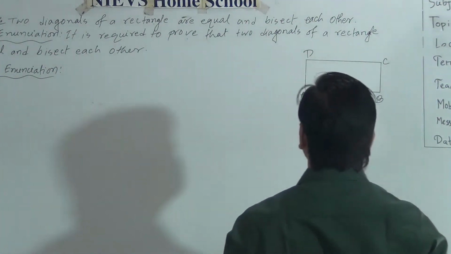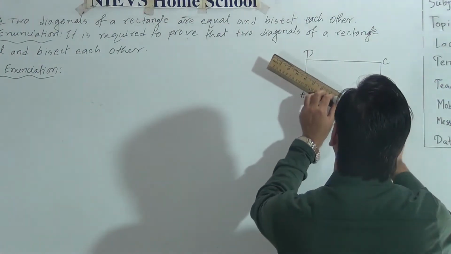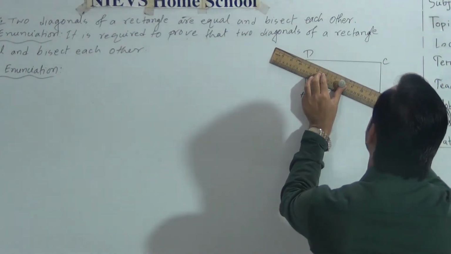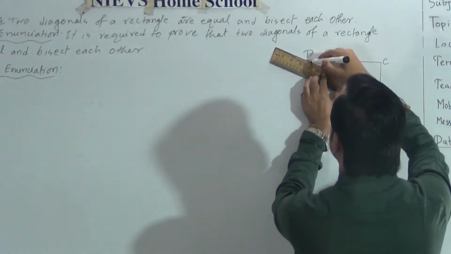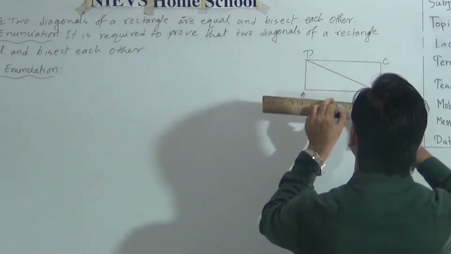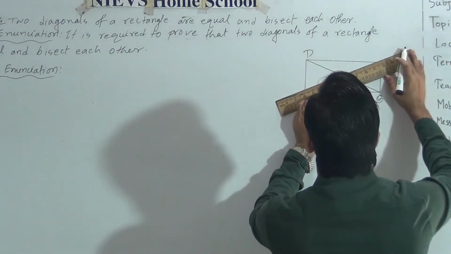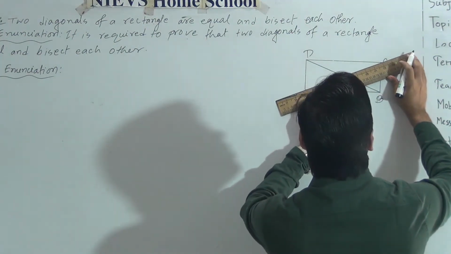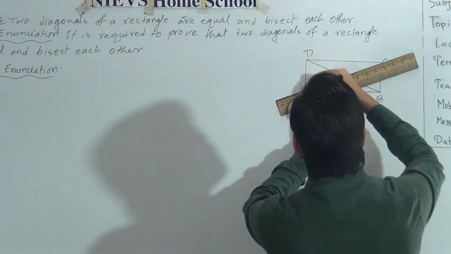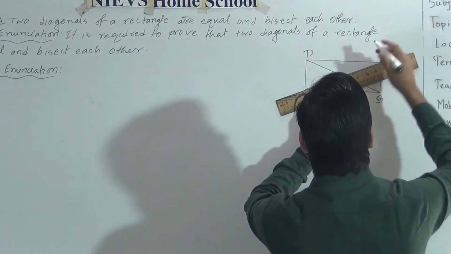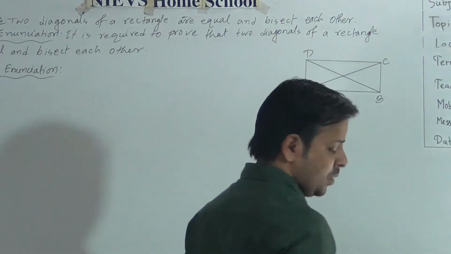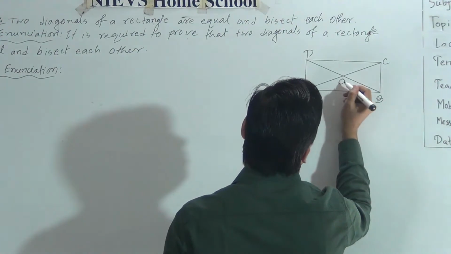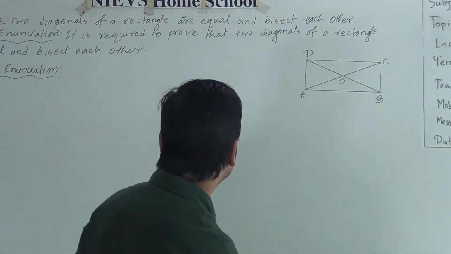As we have to draw two diagonals, AC and BD, two diagonals. These two diagonals intersect each other at O. So we can write the particular enunciation.